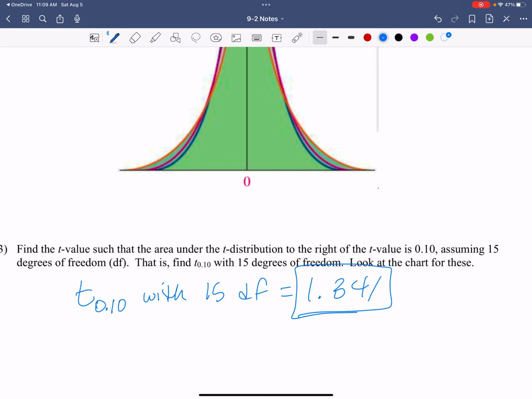So the area under my curve, shouldn't have put that line there, because remember, this subscript is always area. This is my area. So the area is 0.10. What we're trying to figure out is what is that t value. And the t value here is 1.341. All right. With those 15 degrees of freedom, that makes a difference.